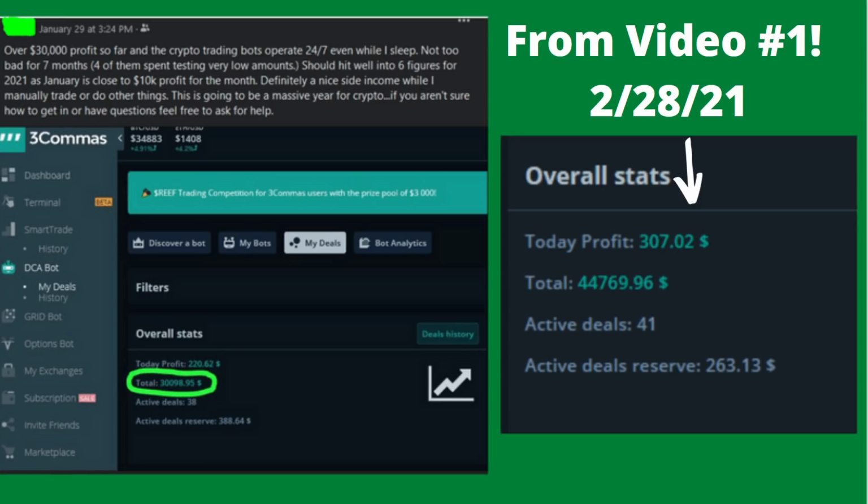And I think again, should have a pretty good finish to the year. We'll see how this account goes moving forward. But you can see the difference. January 29th, just over $30,000 profit. And then from video one, which is February 28th, essentially a month later, you see my total profit's $44,769. So that's a pretty good month that we had here. So let's go look at current today, see what the account's at.